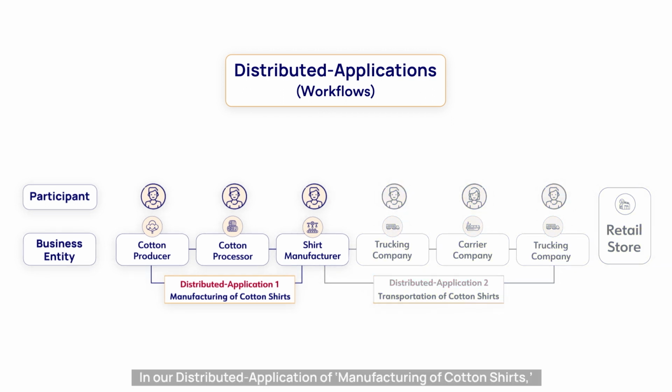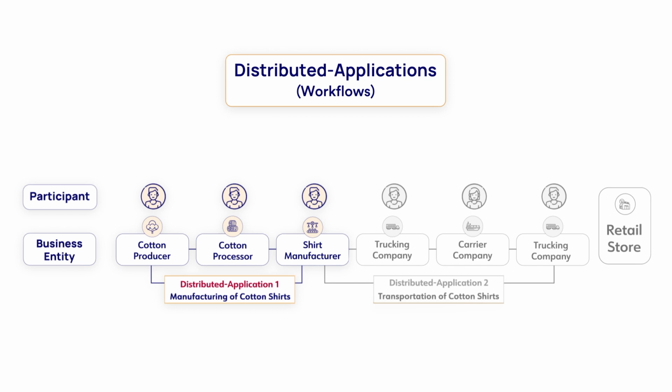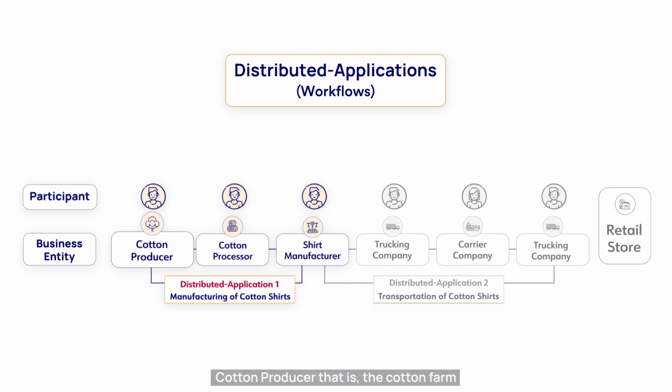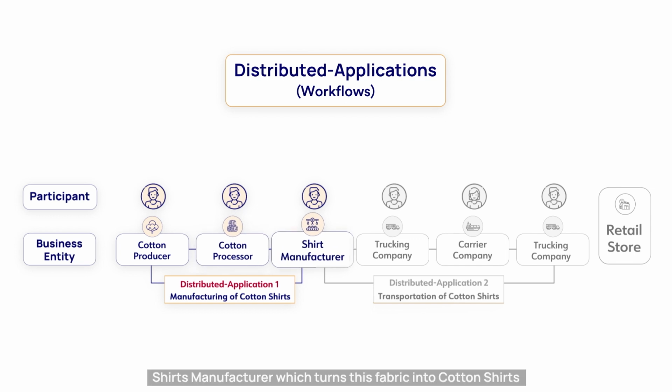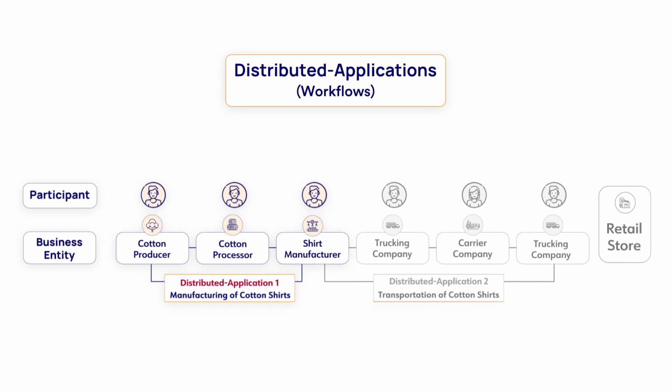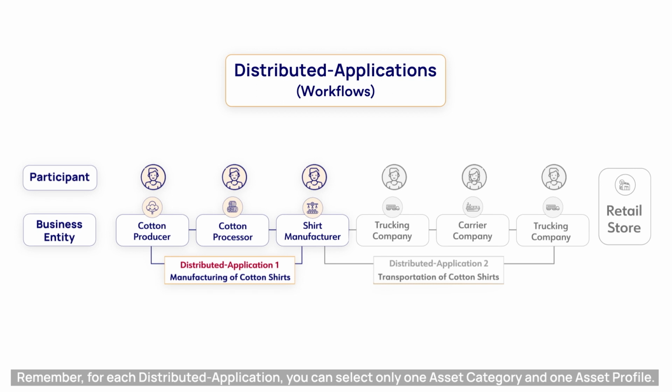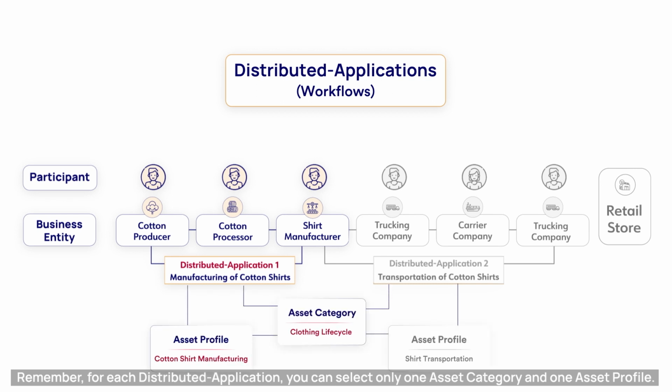In our distributed application of manufacturing of cotton shirts, the manufacturing cycle has three business entities involved. Cotton producer, that is, the cotton farm. Cotton processor that turns raw cotton into fabric. Shirts manufacturer which turns this fabric into cotton shirts. Remember, for each distributed application, you can select only one asset category and one asset profile.